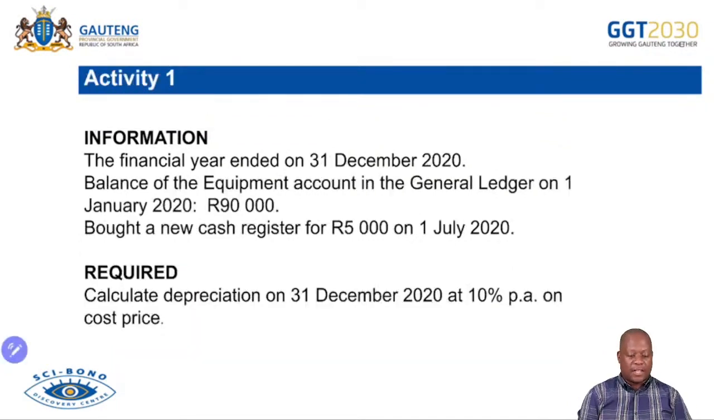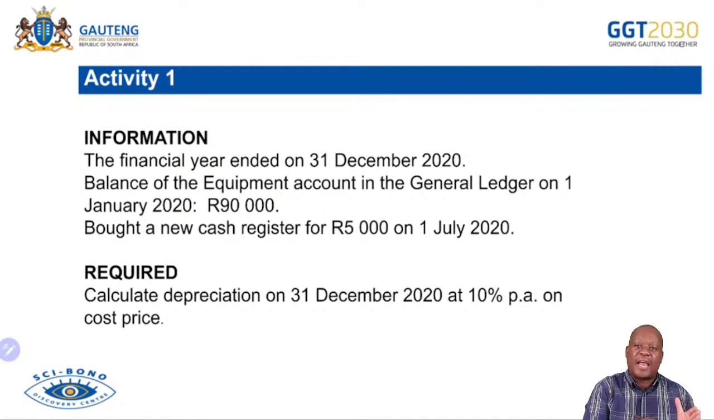Now, let's check. There is an activity. Now, they're saying here, the equipment. Now, check. The financial year ended on 31 December 2020. Now, it means the financial year is starting in January, ending in December. Now, the balance of the equipment in the general ledger on the 1st of January is 90,000. So it means our equipment value, the old equipment that we have had from previous years, the cost is 90,000. And then there is a new asset that has been bought.